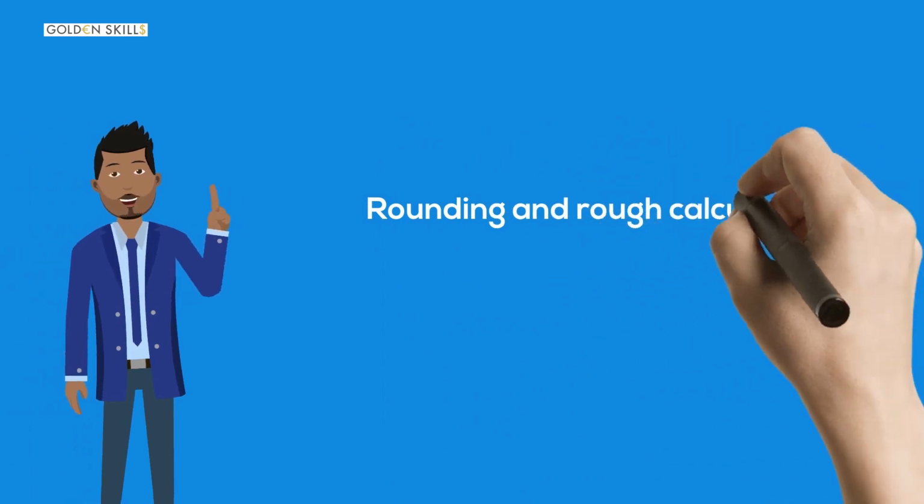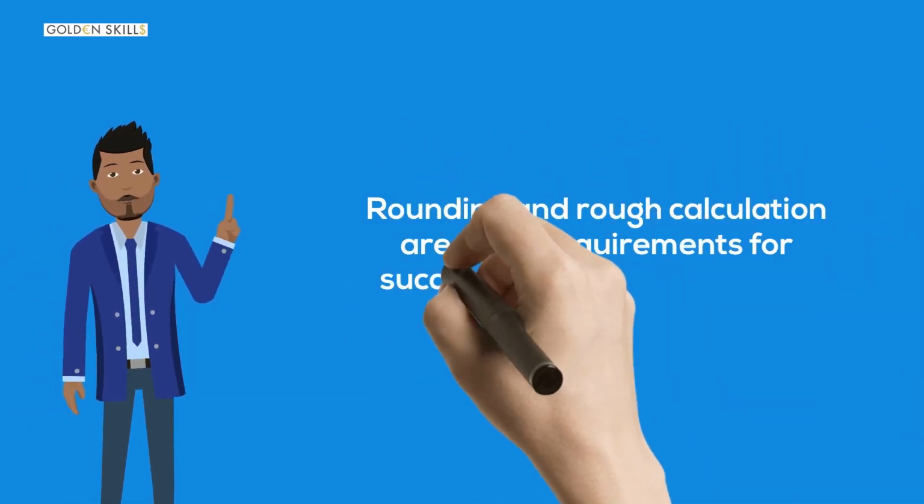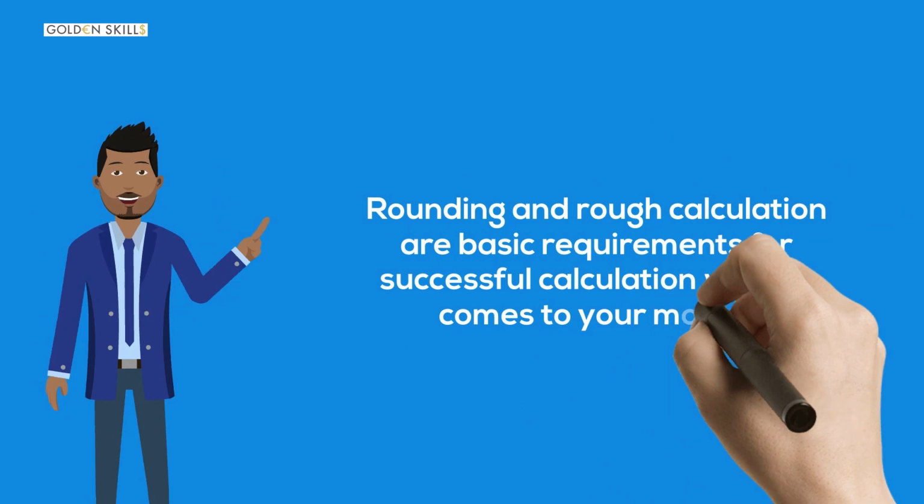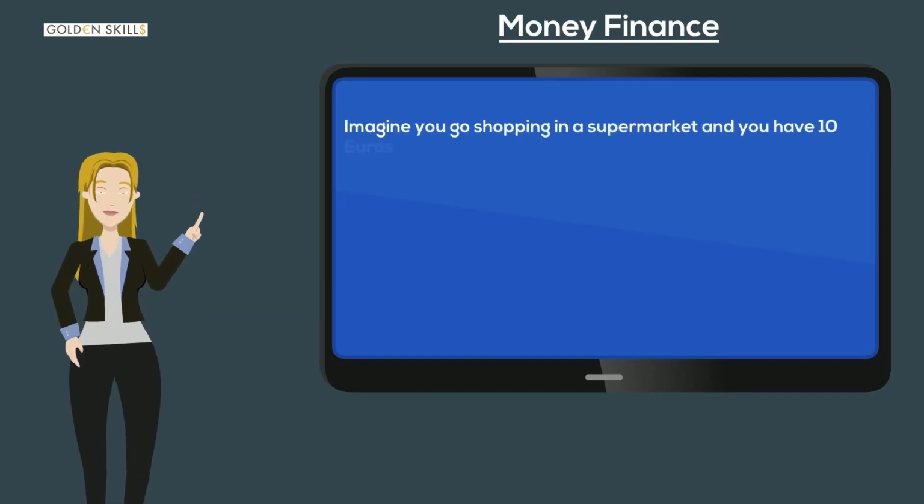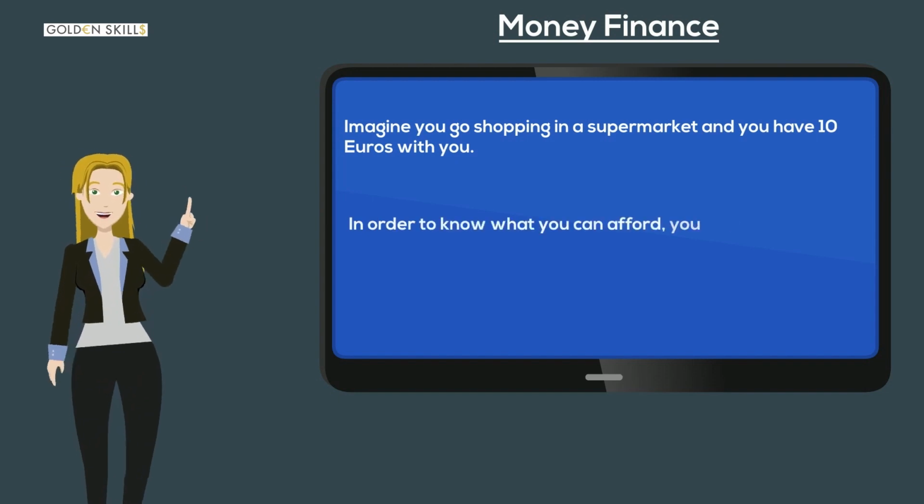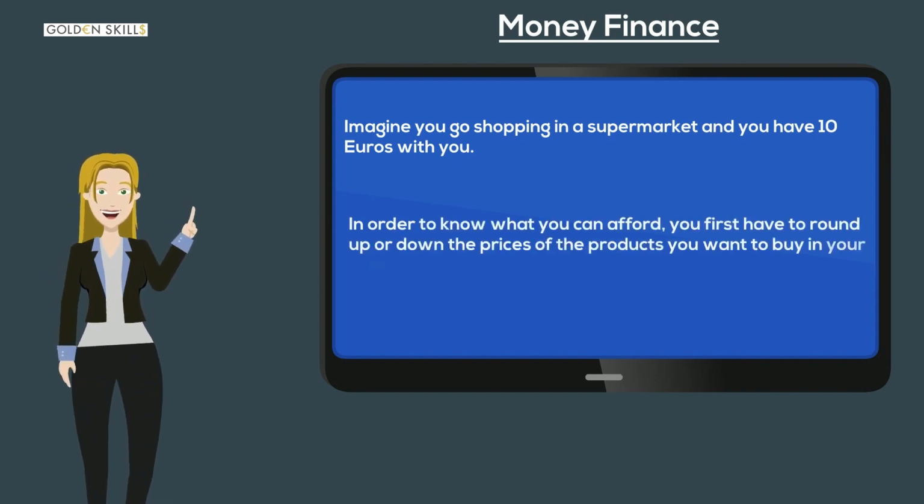Rounding and rough calculation are basic requirements for successful calculation when it comes to your money. Imagine you go shopping in a supermarket and you have €10 with you. In order to know what you can afford, you first have to round up or down the prices of the products you want to buy in your head and then estimate them.